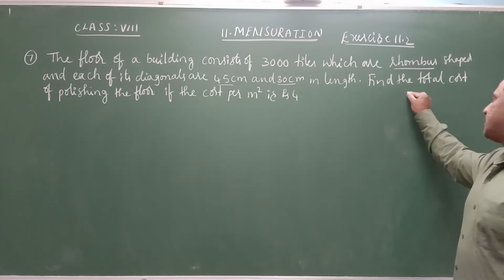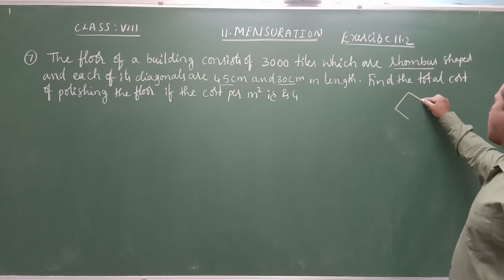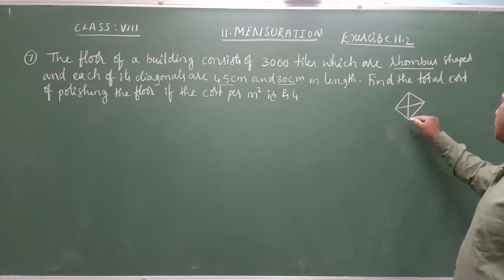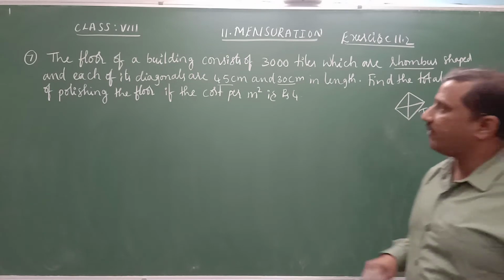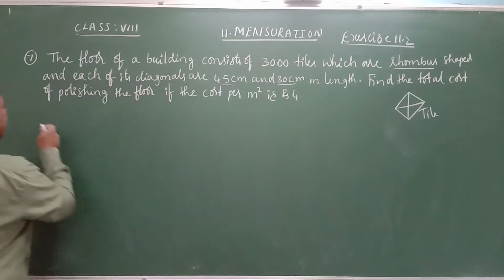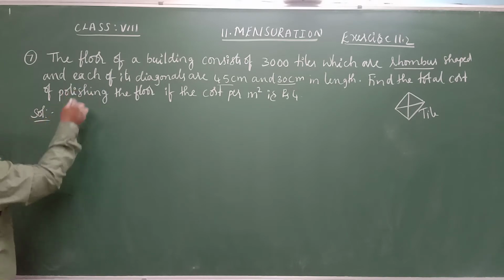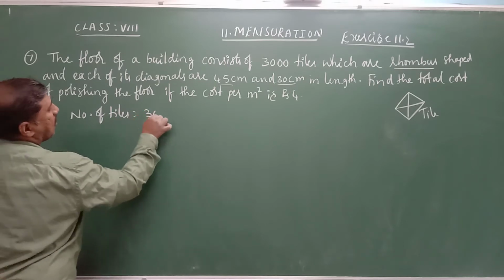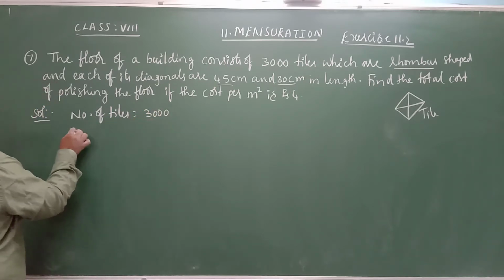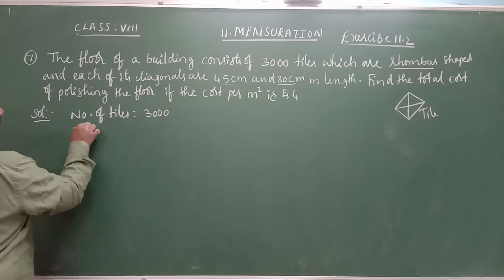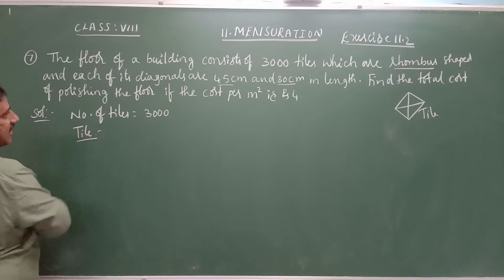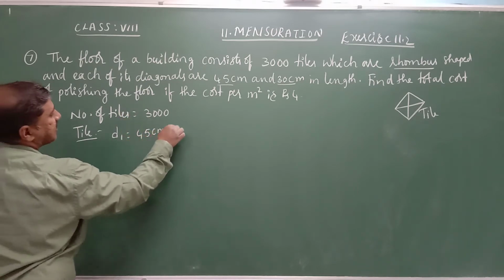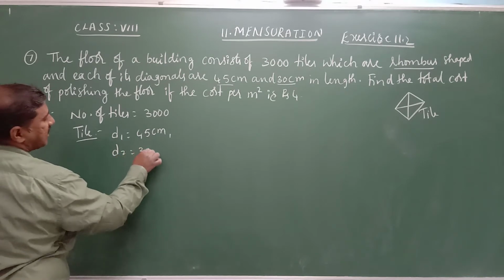So let this be a rhombus shaped tile whose diagonals are given here. Let this be one diagonal and this one more diagonal. Its diagonals are 45 centimeters and 30 centimeters. So here write the given data. Number of tiles is equal to 3000. The tile measurements: let D1 equal 45 centimeters and D2 equal 30 centimeters.